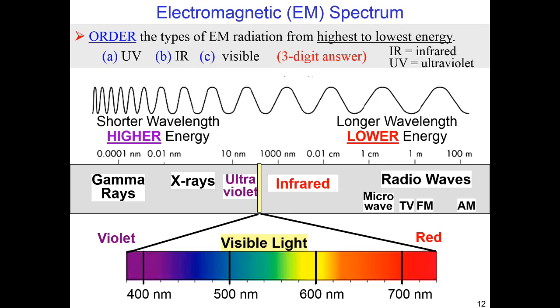This slide is also showing the electromagnetic spectrum, but it's flipped here with the low energy to the right and high energy to the left. This one lists the wavelengths, so you can see how the different types of electromagnetic radiation change with wavelength.